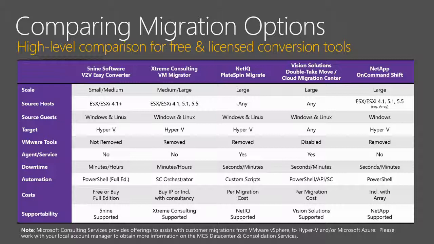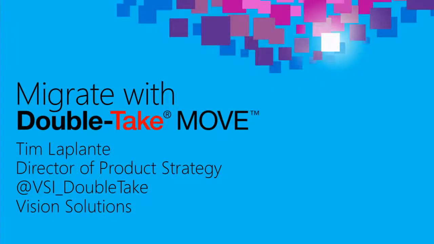But the right-hand side of the table is where I want to focus the rest of the session, and that's where I've got some partners to come and help me talk about their solutions. When we think about these solutions, you'll see the scale is large. They can handle large conversions of virtual machines, both individually large VMs and large numbers of virtual machines, in a very automated fashion with minimal downtime across both of them. That's important if you're going to be migrating at scale. So the first person I want to bring up is Tim, Director of Product Strategy from Vision. So Tim, I'll give you the floor.